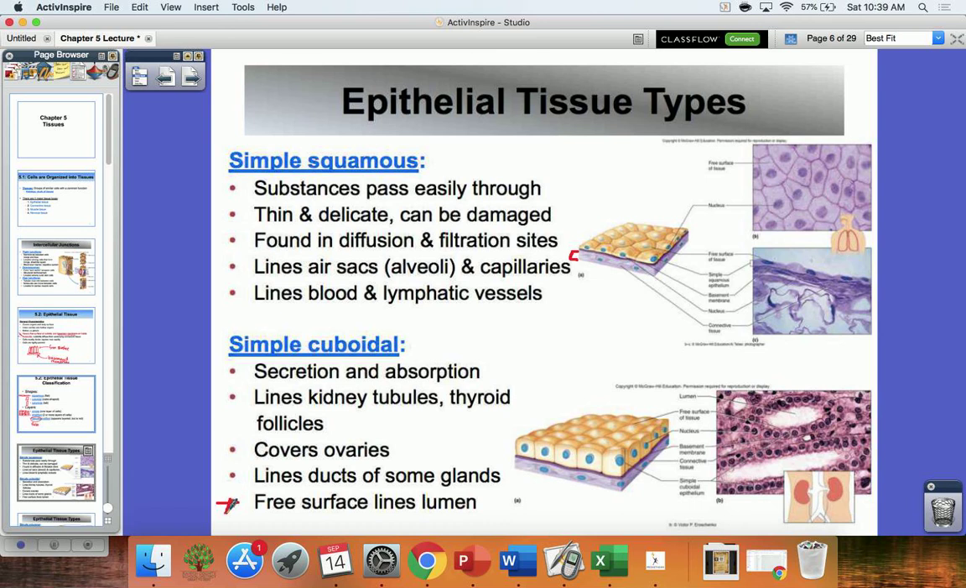Now we talked about what the free surface is. The free surface is this area right here. But when we say lumen, the lumen is this innermost portion right here.